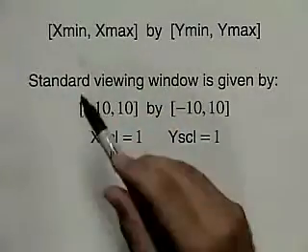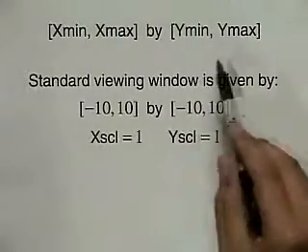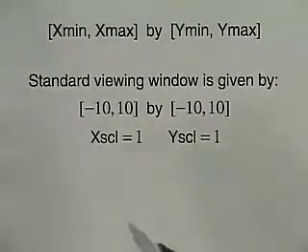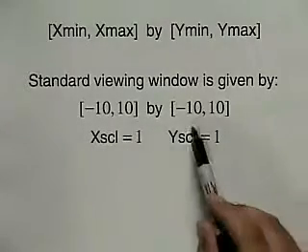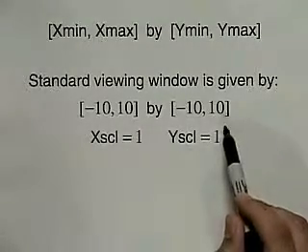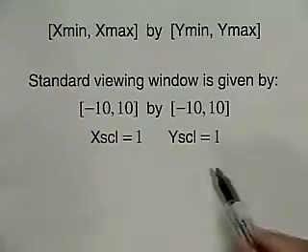Let's now go ahead and take a look at what we're going to refer to as our standard viewing window. Here we see the x min, x max by y min, y max notation, and we're going to call our standard viewing window -10 to 10 on the x-axis and -10 to 10 on the y-axis. We'll use an x scale of 1 and a y scale of 1 as well.